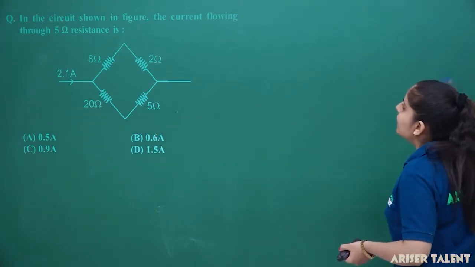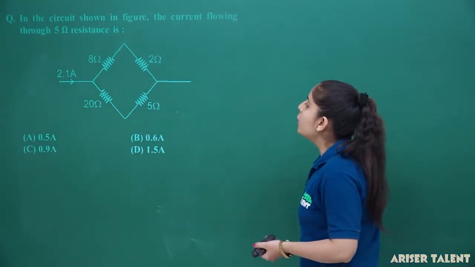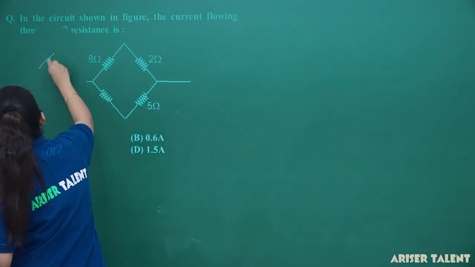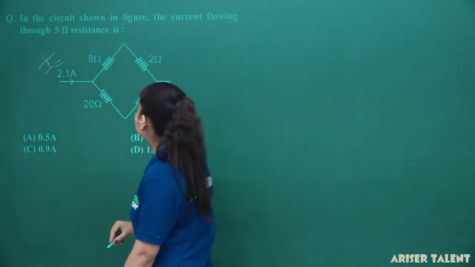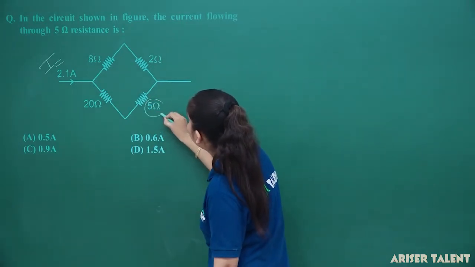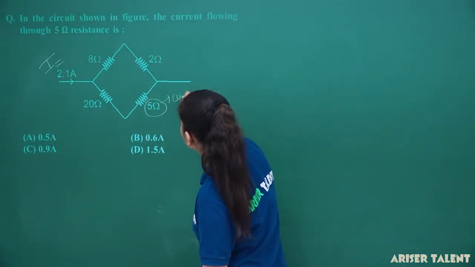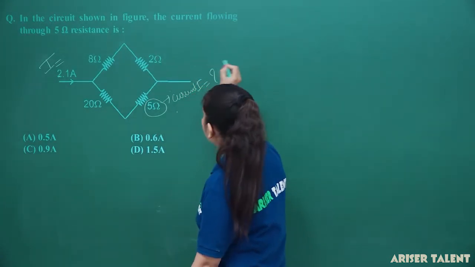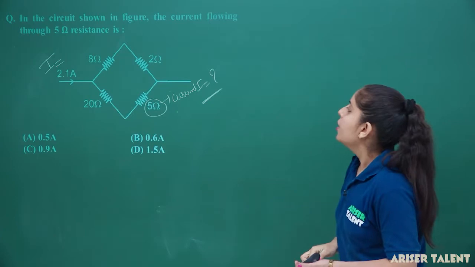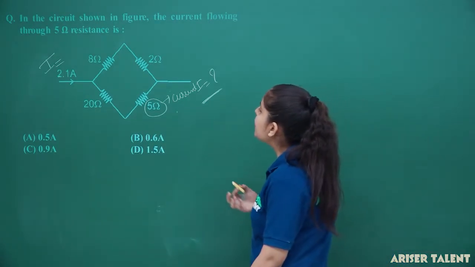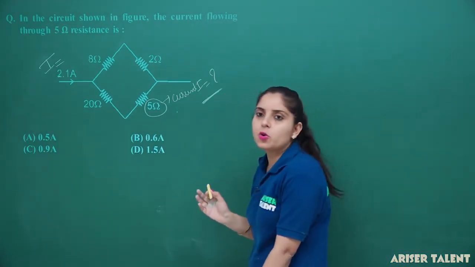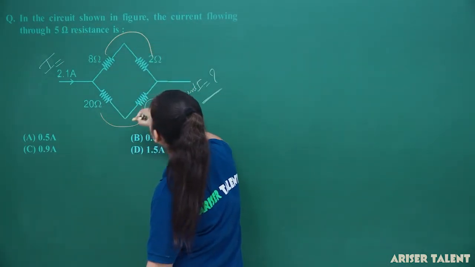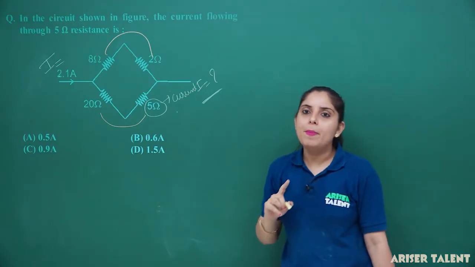In the circuit diagram shown in the figure, find the current flowing through the 5 ohm resistance. You can see that here is current I, that is equal to 2.1 ampere flowing in this circuit, and you have to determine the current I in this 5 ohm resistor. Now, you can see that these resistances are also connected in the form of the Wheatstone bridge. So these will be in series, these will be in series, and the combination will give you the parallel one.